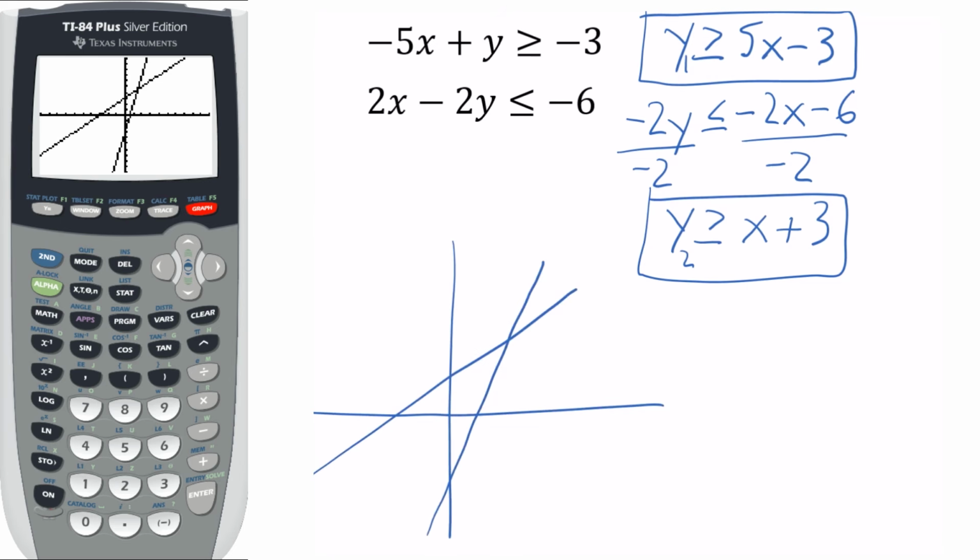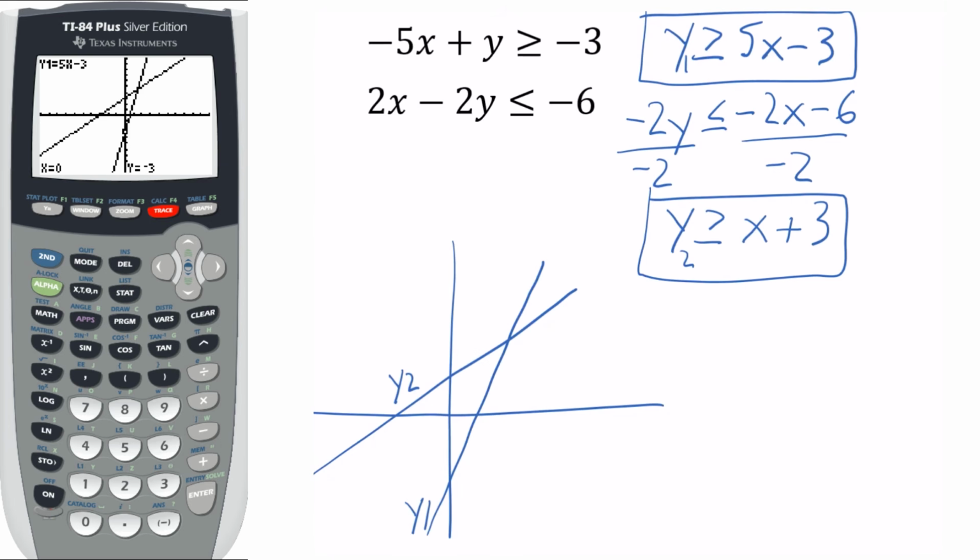Now we need to figure out which line is which, so we'll press the trace button up in the top row near the right, and we can see up at the top left of our calculator it tells us that where the cursor is, that's on line y1. So that's this line right here, which tells us that the other line is y2. So now what we want to do is shade. So y1 is greater than or equal to 5x minus 3.